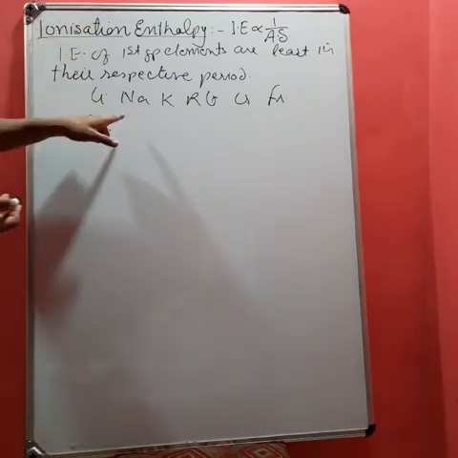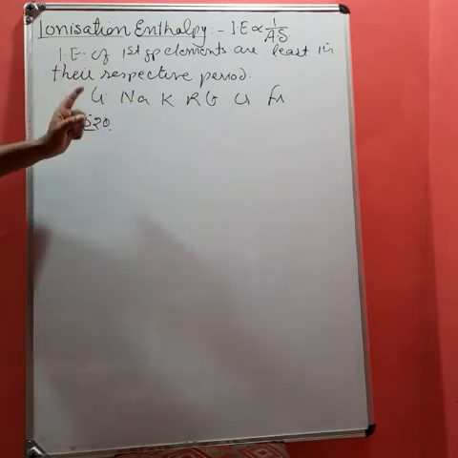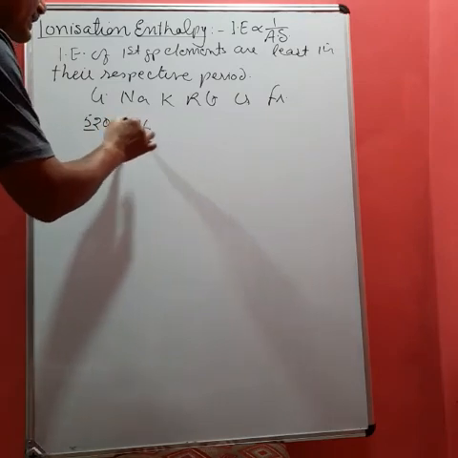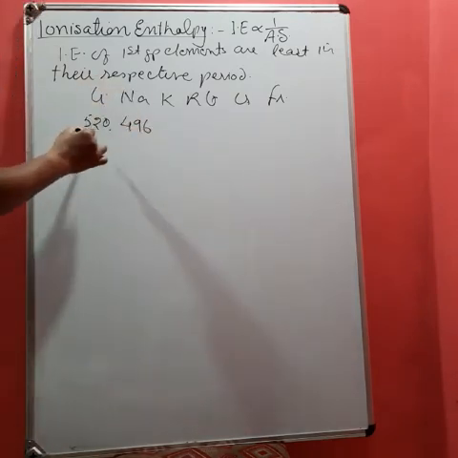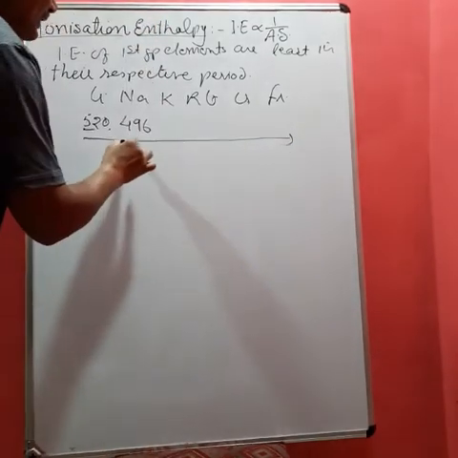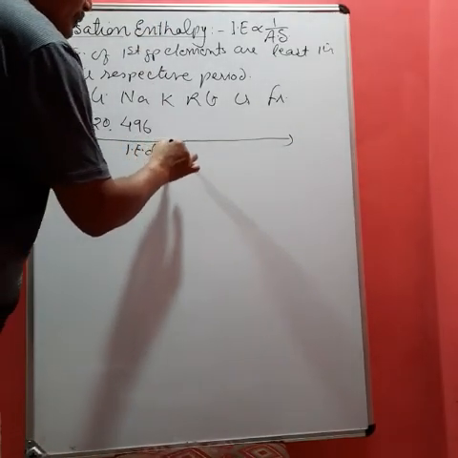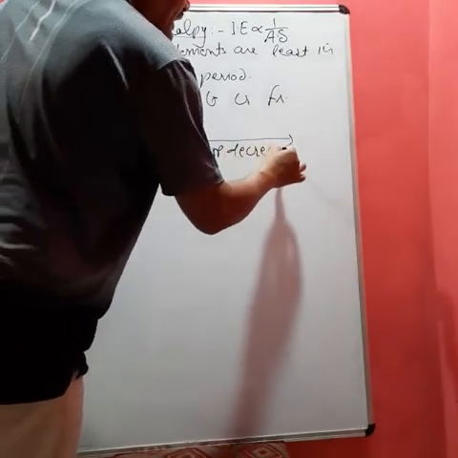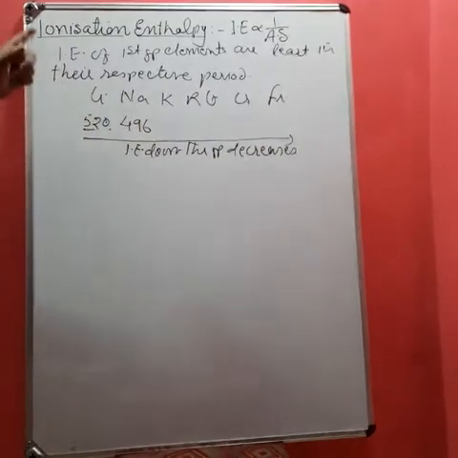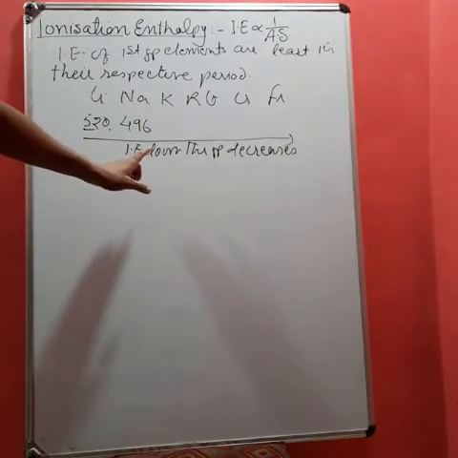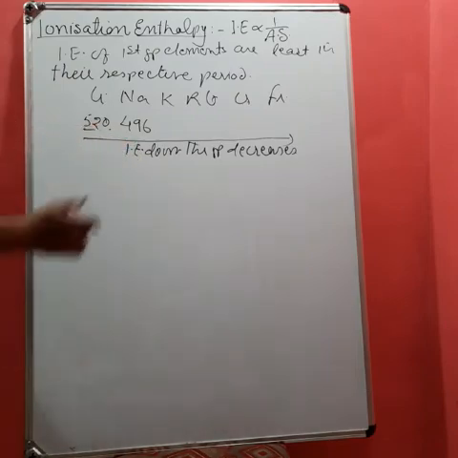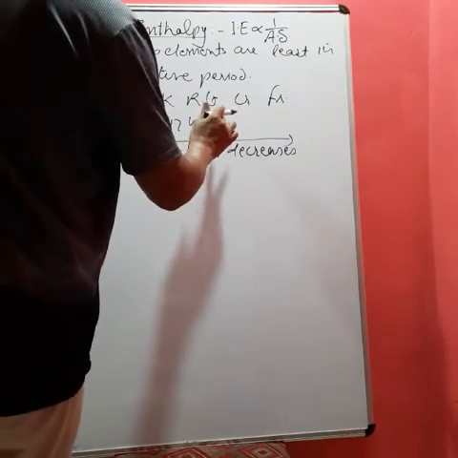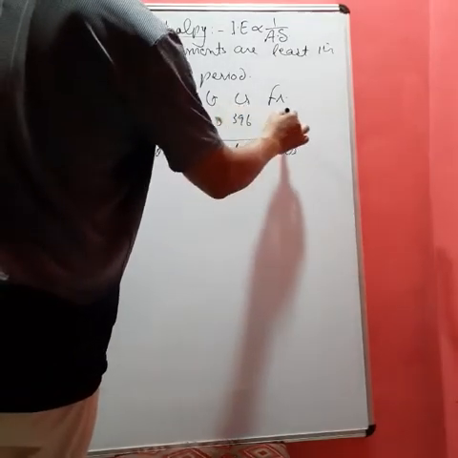But as we move down the group, now the size of sodium becomes what? Higher. That means its ionization enthalpy will become lesser as compared to lithium. So we can say ionization enthalpy down the group decreases gradually, and it depends on what? Atomic size. As the atomic size increases, it will decrease. Like it will become 413, then 403, then approx 396, and so on.